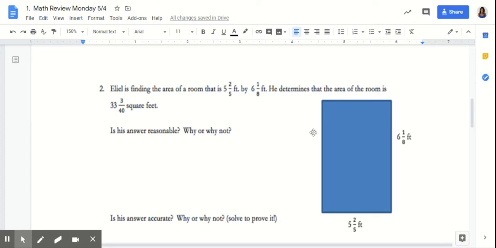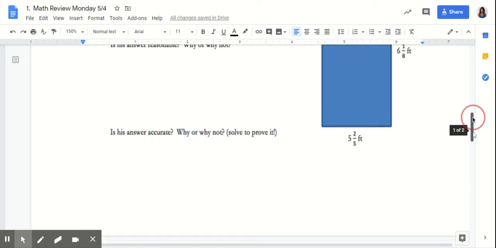So first, let's figure out if this answer is reasonable. So we know that we can base this reasonableness off of our estimate. So what would our estimation be? Exactly. We're doing 5 times 6 as our estimate, and then that's 30. So clearly, our answer is going to be reasonable because 33 and 3/40 is definitely around 30 as our estimate. Now let's scroll down to our work to see if what he did was accurate.